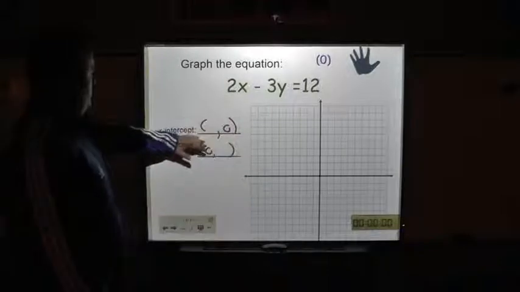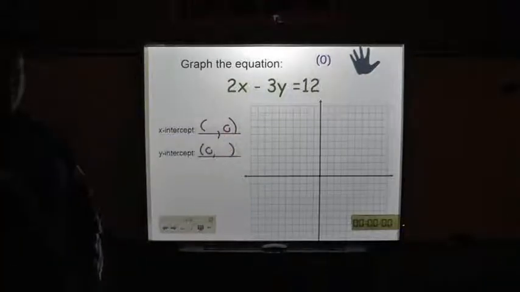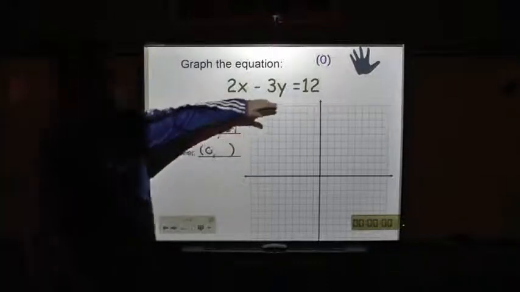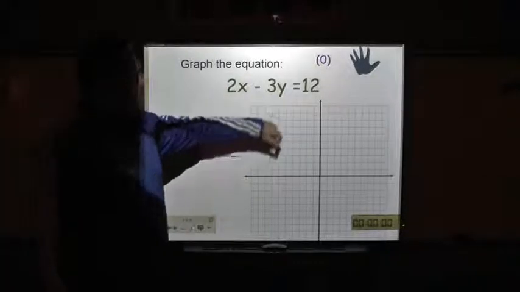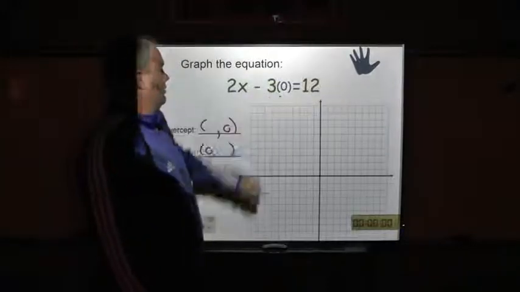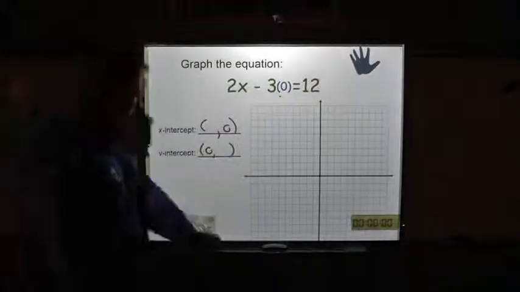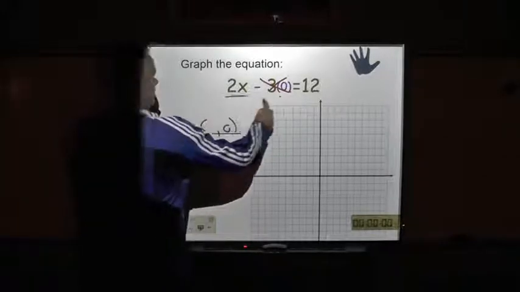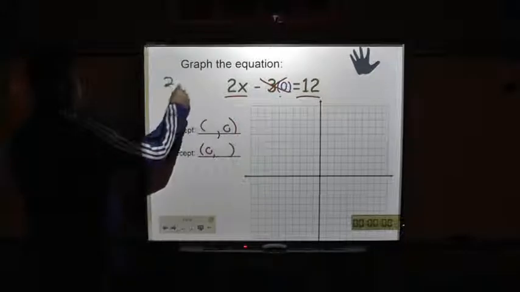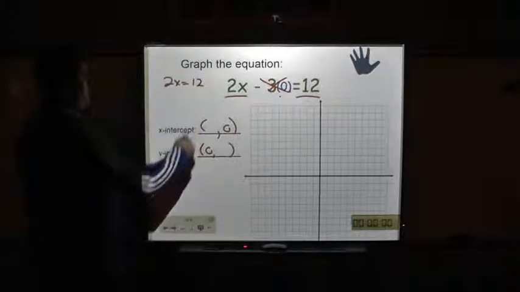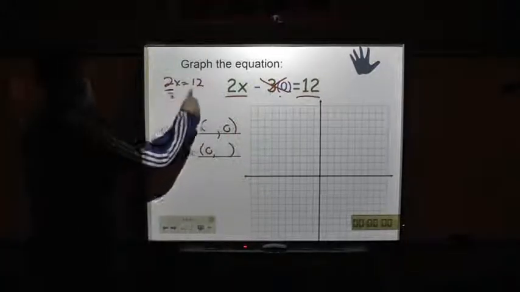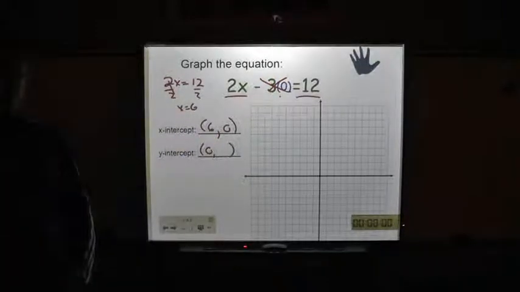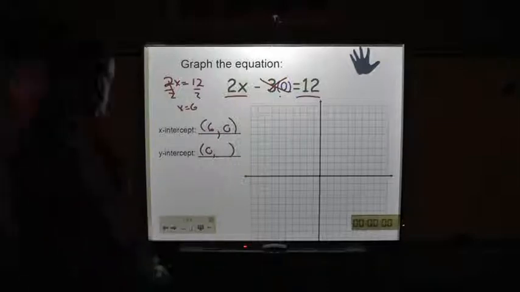So to start with, 2x minus 3y is equal to 12. If we're looking for the x-intercept, knowing that the y-coordinate on every single point there is 0, we can use that fact in this equation. Instead of writing a y, since we know it's 0, we put a 0 in there. Negative 3 times 0 is 0. So what's left? 2x equals 12. Divide both sides by 2, x equals 6. So in this problem, the x-intercept is 6, 0.